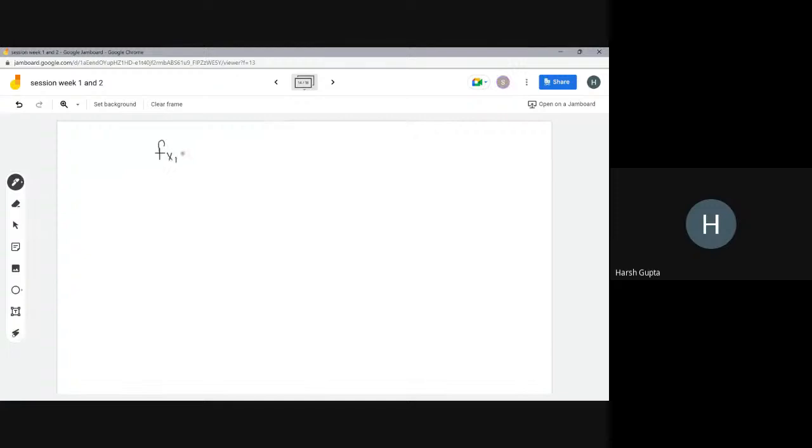F of x1. We have to find this. What is the conditional? It is basically the joint, F of x1, x2 is equal to 0, 1, 1, divided by F of x3, X3 is 1. I'm writing like this, so we can write like this. So tell me the joint probability when it is 0, 1, 1.